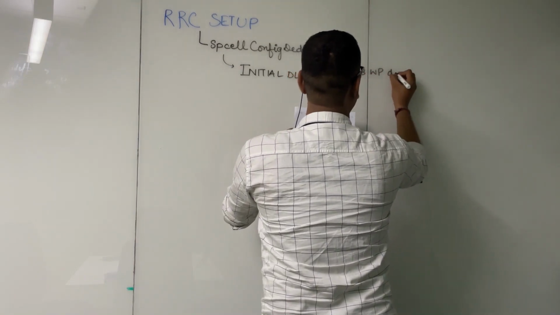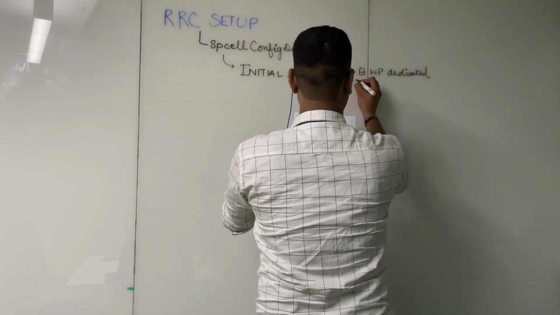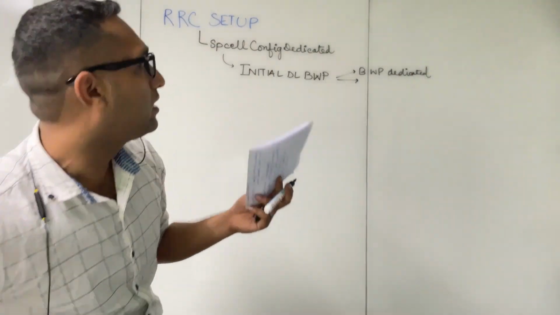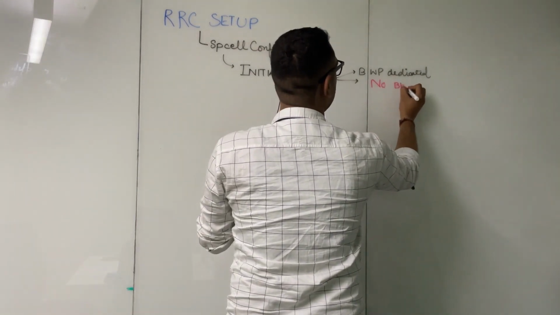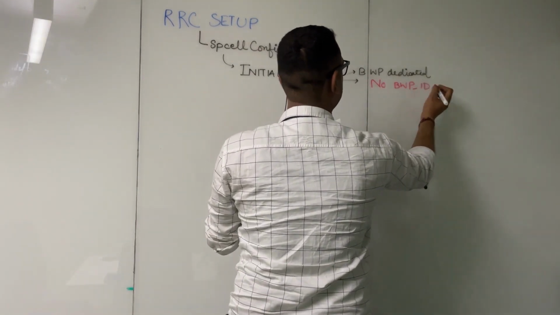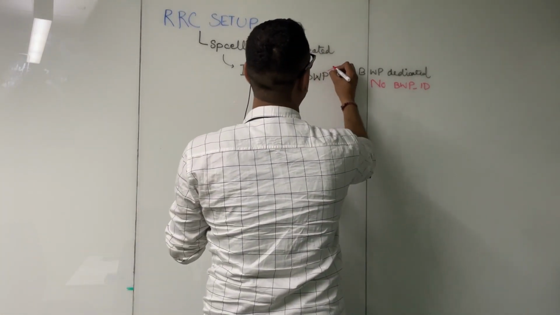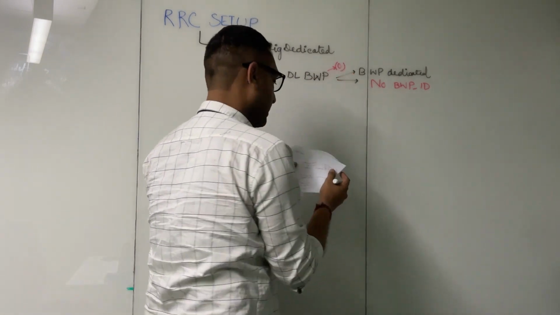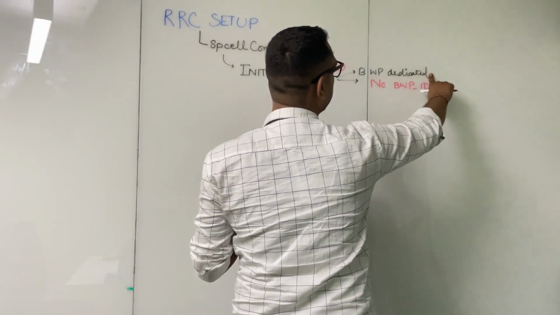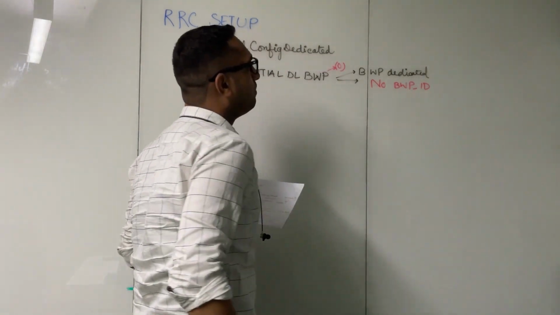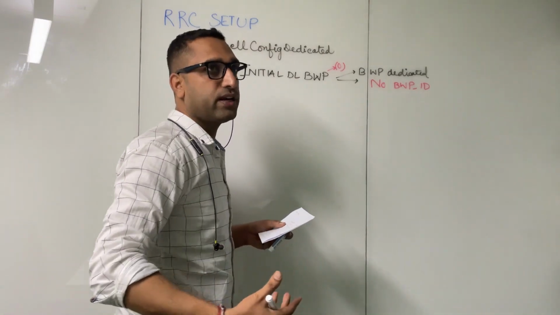BWP dedicated configuration. This part contains, and this is very important, no BWP ID. It does not contain any BWP ID. We'll see why. Because it is by default 0. BWP ID is 0. It only has the BWP dedicated part and the BWP ID is not present. It does not have a common generic configuration of BWP.